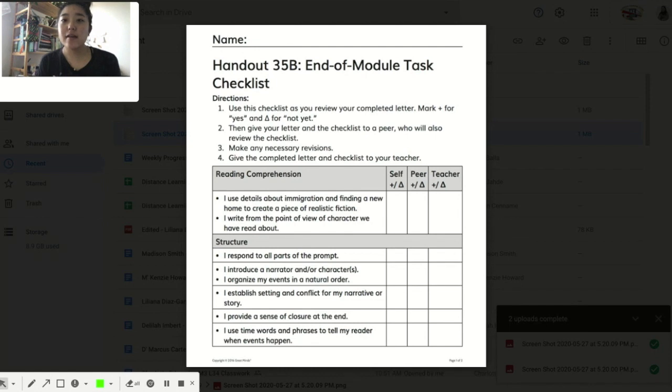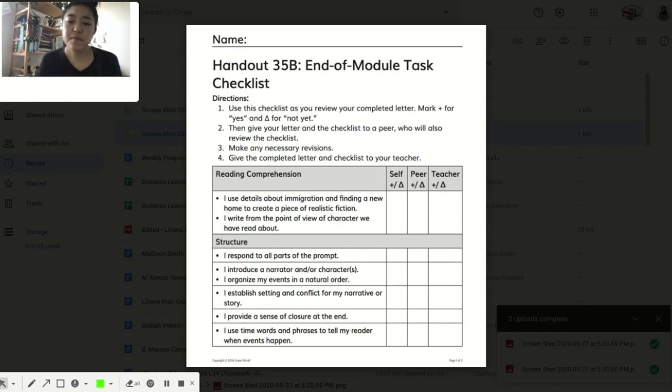As well as, I don't know if you remember, there was an article we read earlier in the module where we read through different reasons why people immigrated to the United States. So you can include that. You can include any organizers we used from those texts, including the timeline from Coming to America. Use these resources to help you create more details in your narrative writing piece.